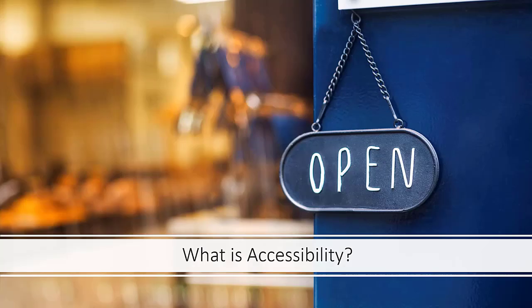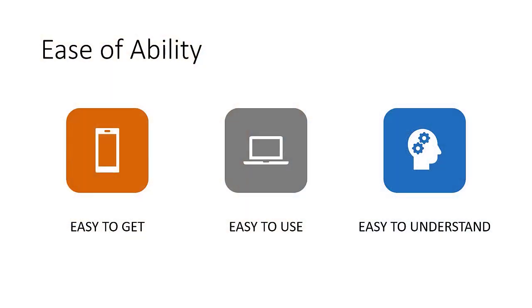Hello everyone, my name is Glenna Shaw and I'm very happy to be leading this session on how to create accessible Excel spreadsheets. The first thing I want to cover is what is accessibility. The Oxford Dictionary defines accessibility as being the quality of being able to be reached or entered, the quality of being easy to obtain or use, or the quality of being easily understood or appreciated. So you can see accessibility is really about ease of ability.